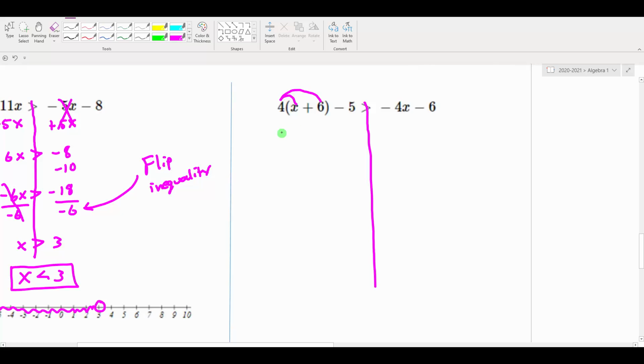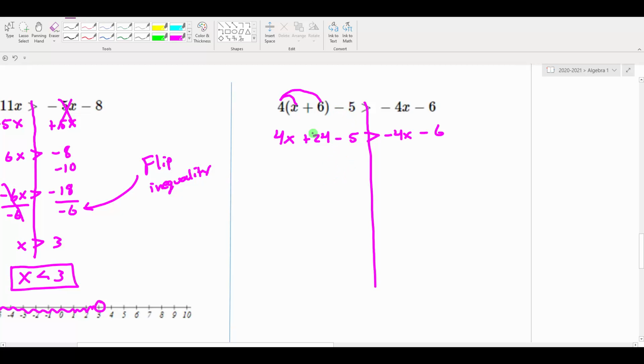So let's go. 4 times x is 4x. And then 4 times 6 is 24. And then minus 5. And we have our inequality symbol, and we have negative 4x minus 6. We didn't do anything on the right-hand side. Okay. Another common mistake, students try and distribute to that negative 5. That's not in the parentheses, so don't distribute the 4 over here. Just leave that negative 5 alone.